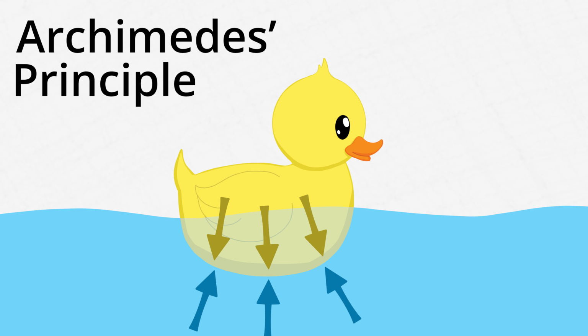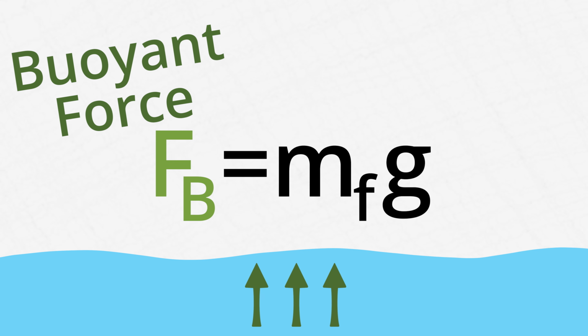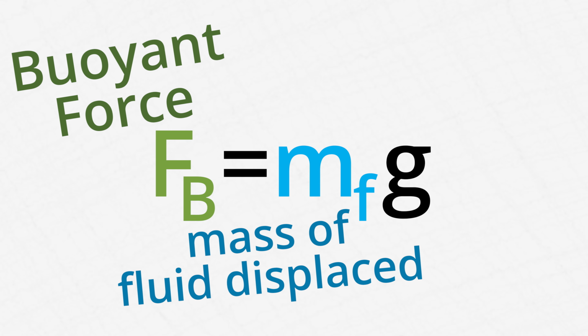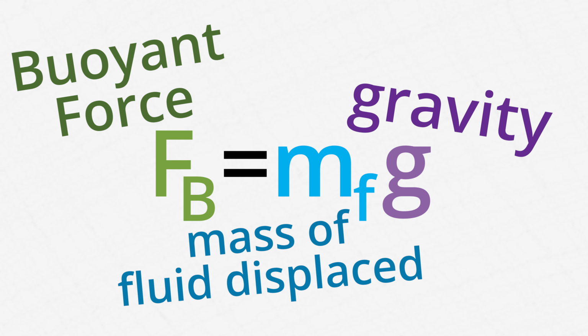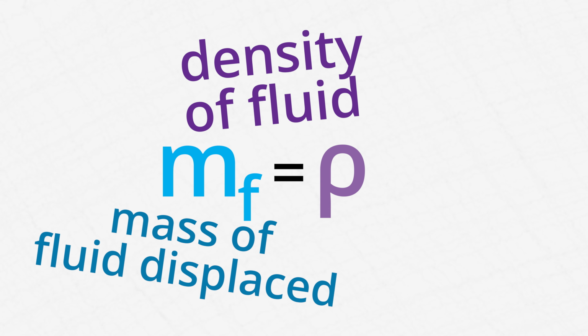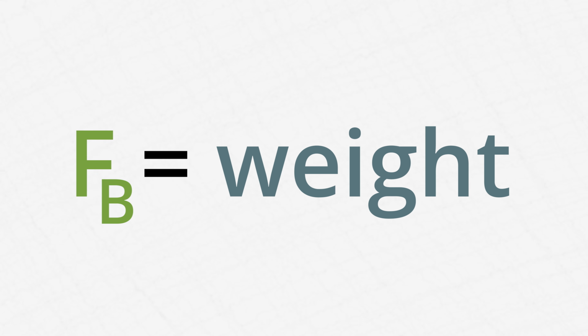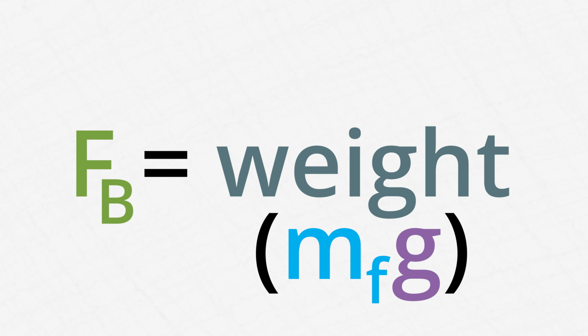This principle also comes with a mathematical formula, which states that the buoyant force, the upward force from the water, is equal to the mass of fluid displaced times gravity. The mass of fluid displaced is the density of that fluid times the volume of the fluid that is displaced. And you can simplify the equation to say exactly what the principle itself says. Buoyant force is equal to the weight of fluid displaced, since weight is mass times gravity. Let's look at an example.